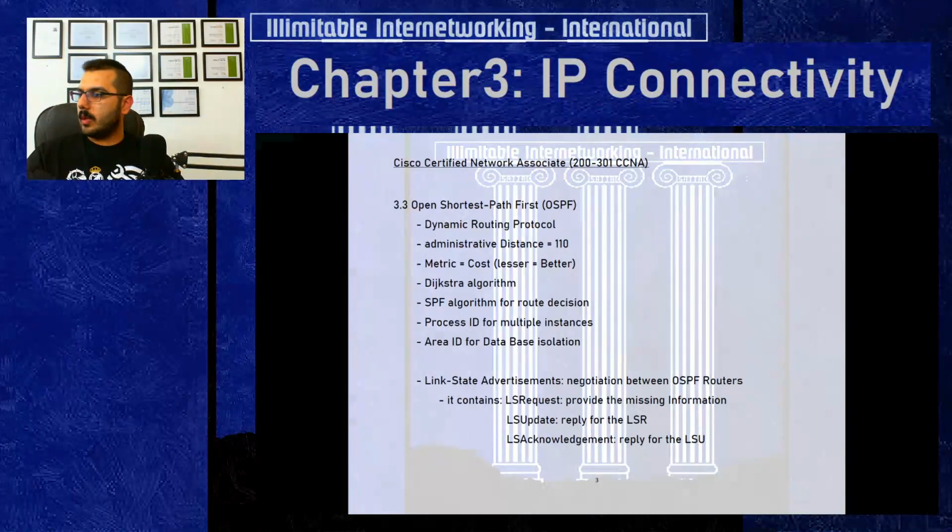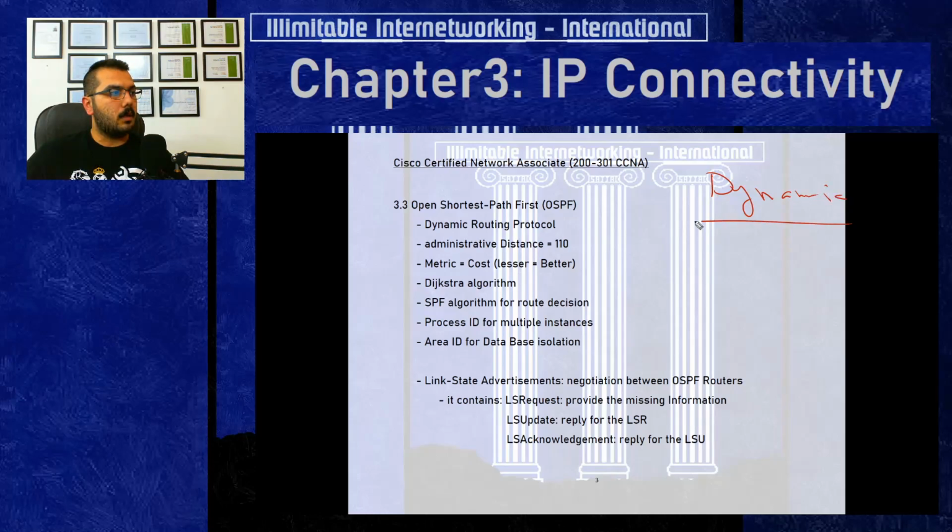After static routes, we have another type of routes, which are the dynamic routes. If you have watched the last two videos, or maybe the first video on static routes, I mentioned something other than static routes, which is the dynamic routing protocols. Dynamic routing protocols are much simpler in configuration, not like static routes.